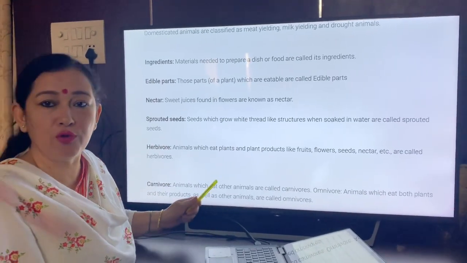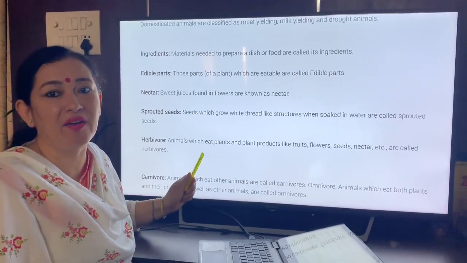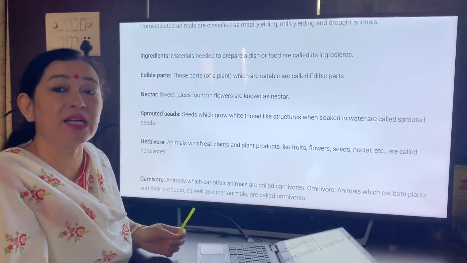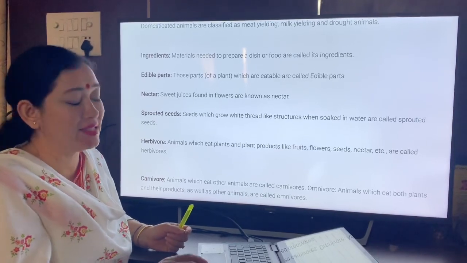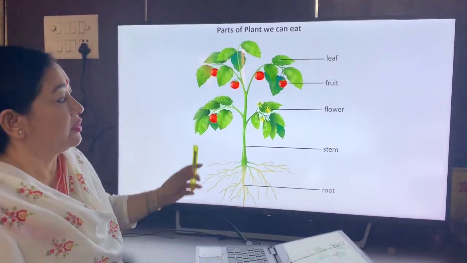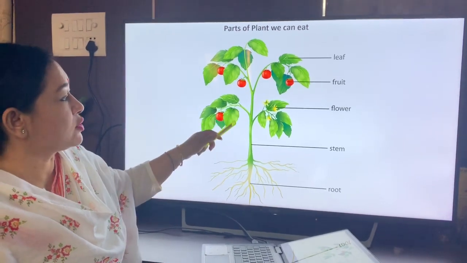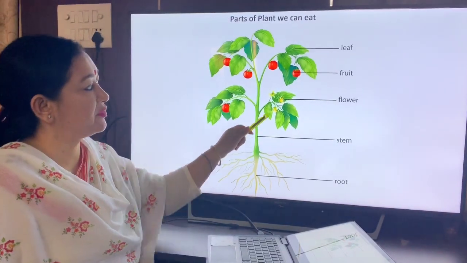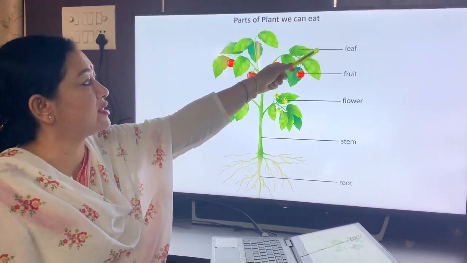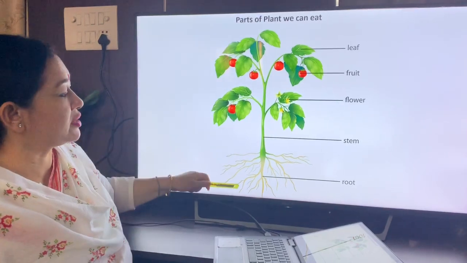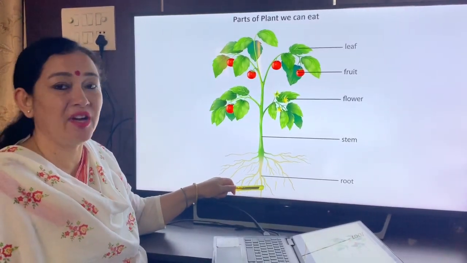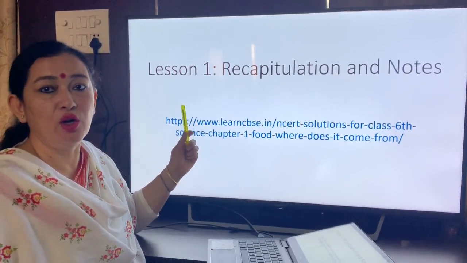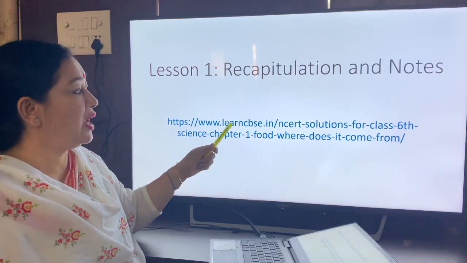Children, I want all of you to learn and write these in your science notebooks. The next thing that I want you to do in your notebooks is this diagram. This diagram shows a plant and its different parts: roots, stem, flowers, fruit, and these are leaves. So you are going to make this diagram in your notebook very neatly. So this was all about recapitulation of this chapter, the notes that I told you to write.